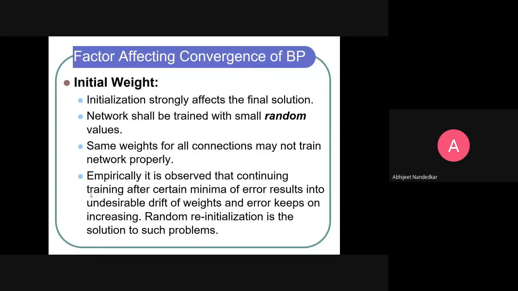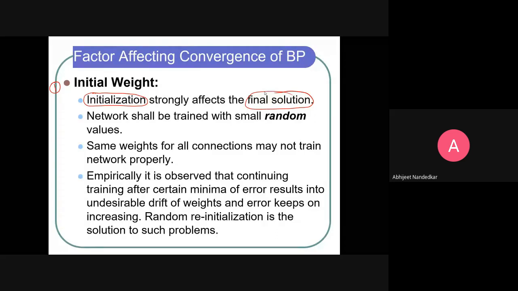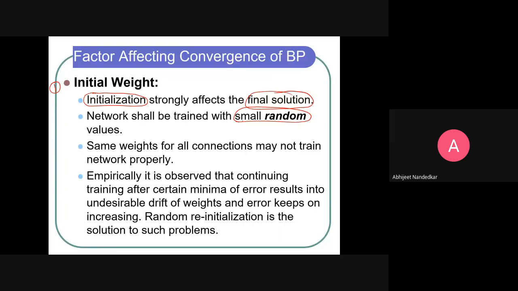So factors affecting convergence of backpropagation. Factor number one is the initial weight. Initialization strongly affects the final solution. The network shall be trained with small random values, so you should initialize the network with very small random values. Same weights for all connections may not train the network properly. Somebody may say, okay, I will take 0.1 everywhere, all weight matrices I will assume equal to 0.1 for each entry. This is not a good idea. Assuming everything the same value may not train your network, so you should avoid such things.